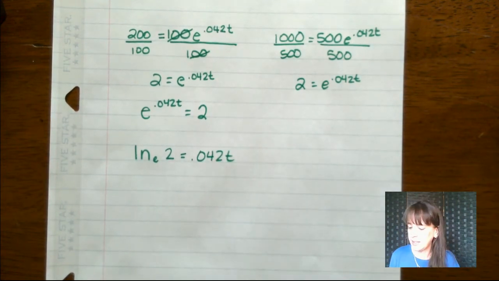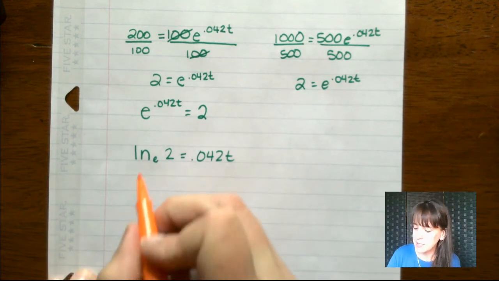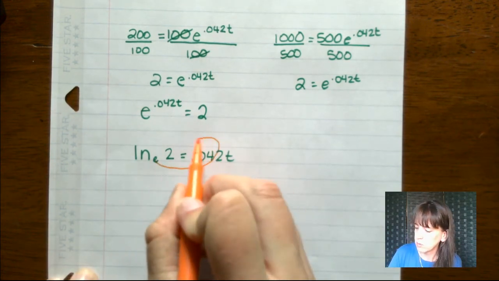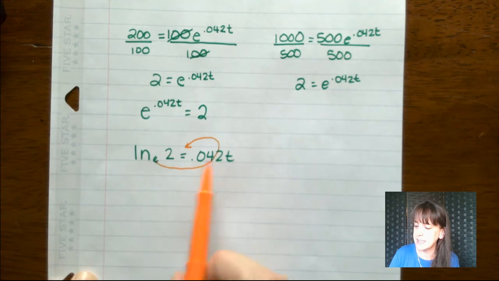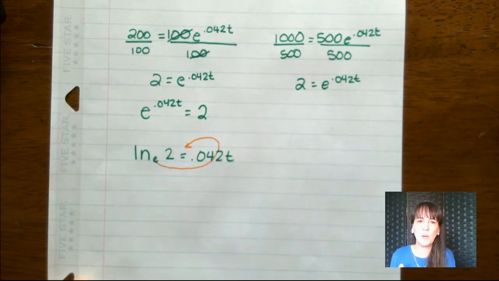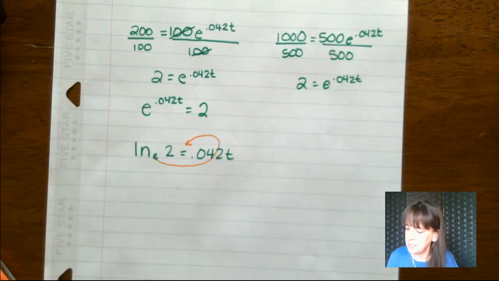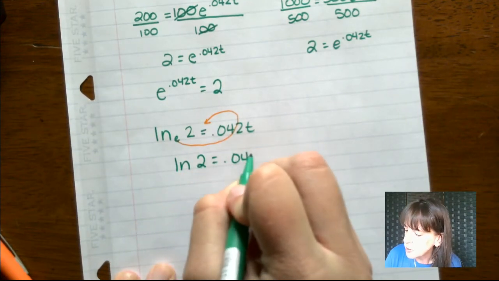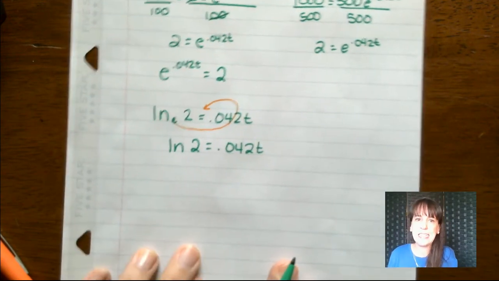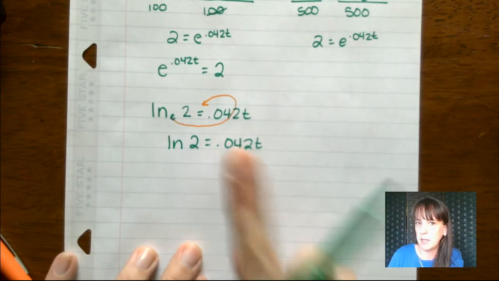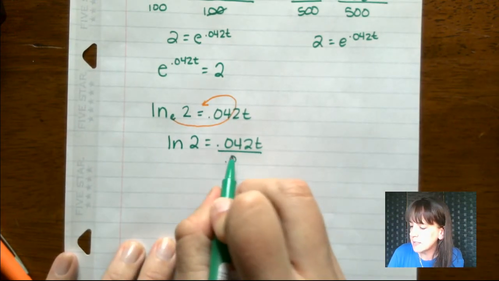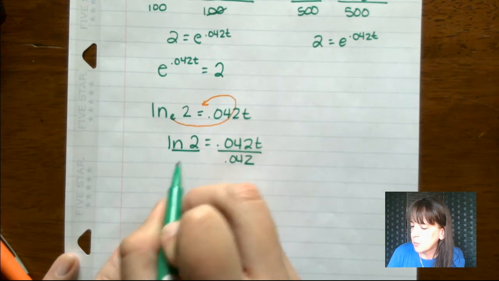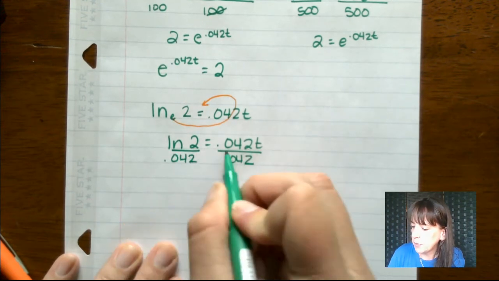To double check that I have put this into correct logarithmic form, I use what I call the scorpion method. I draw a little scorpion, and I say this to this power equals 2. Is that correct? I have done that correct. Excellent. So ln 2 equals 0.042t. We want to get that t by itself, and currently we are multiplying. So the opposite of multiply is divide. So we are going to divide both sides.